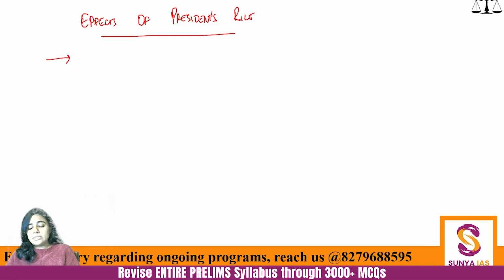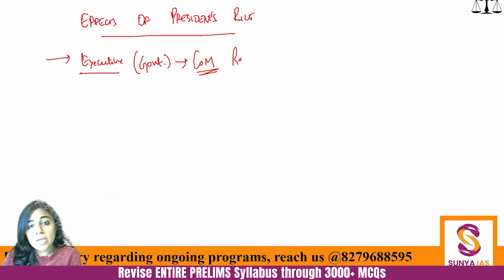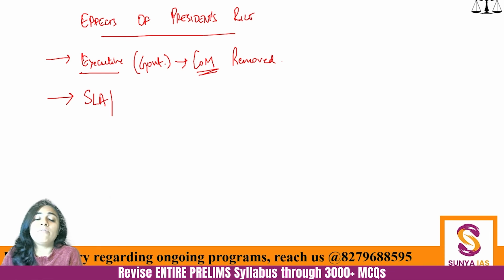First of all, the executive of the state. What is the executive? The government of the state. I'm not saying the legislature; the government is a narrower part. So the government of the state, that is the council of ministers, shall be removed. Because the meaning of president's rule is that the government of the day is not able to take care of the state, and that is why the president has to intervene, and that is why the council of ministers will be removed.